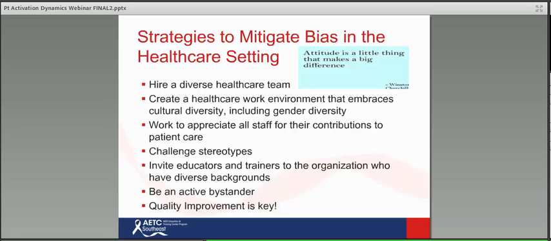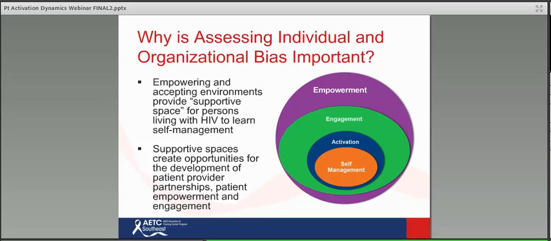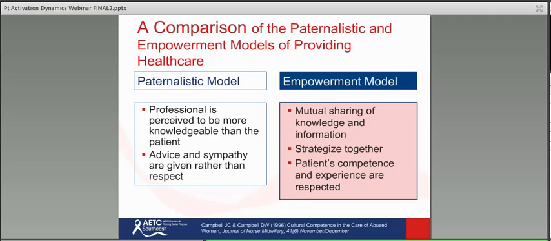The strategies we use to mitigate bias in the healthcare setting could involve hiring a diverse healthcare team, creating a healthcare work environment that embraces cultural diversity, challenging stereotypes, talking about this regularly. So just to remind ourselves, and that quality improvement piece, not being quiet about it, but being active and engaging in the conversation to remind our coworkers that we're about non-judgmental, confidential care. So this bias that we all have is very important, even our organizational bias that we can measure, very important to this process of self-management and activation that we're talking about today.